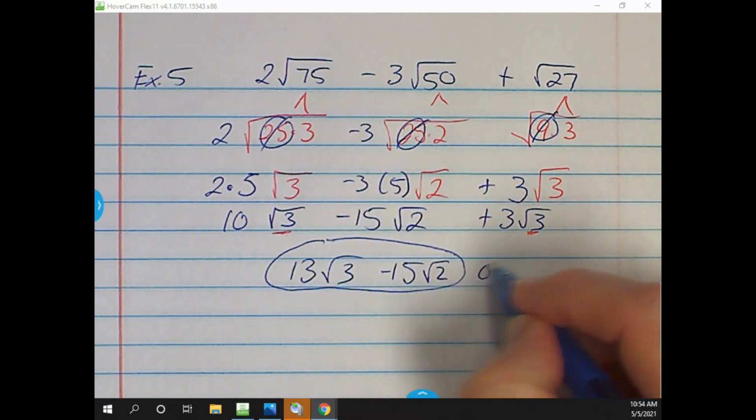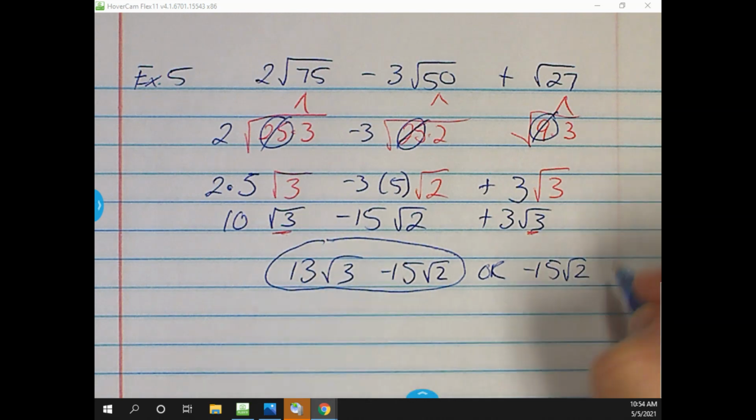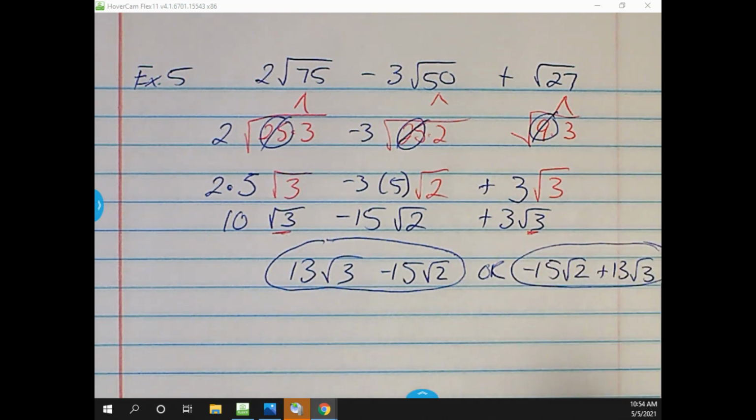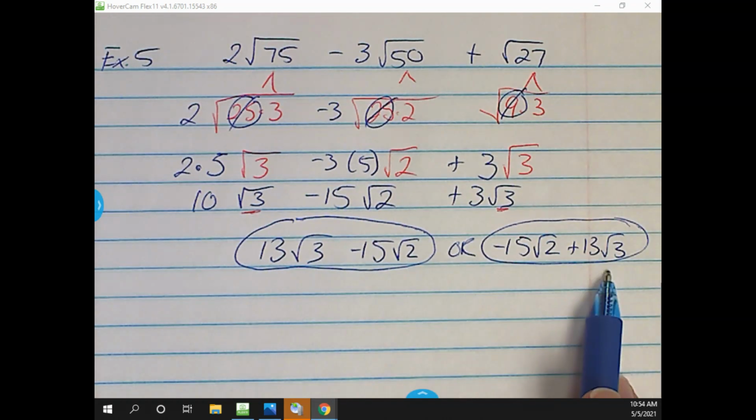All right. Now, which one you put first doesn't matter. If you put the negative 15 square root of 2 first and the positive 13 square root of 3 second, that's fine. So which one you put first and which one you put second, there's really no right or wrong answer on that one. As long as the 13 square root of 3 is positive and the 15 square root of 2 is negative, that's all that you have to have when it comes off that one.